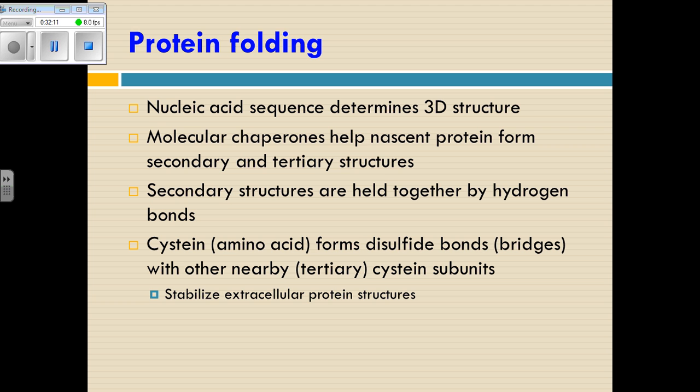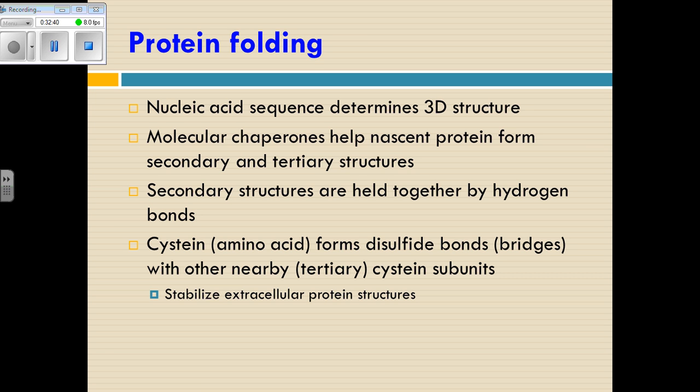So again, the amino acid sequence, the primary structure, actually determines the 3D structure. In our cells, we have molecular chaperones, which help. Nascent protein is just the protein as it's growing. This is not a fully formed protein. The protein synthesis happens on the ribosomes within the cell. And what happens is as the amino acid chain grows, some molecular chaperones will come along and attach.